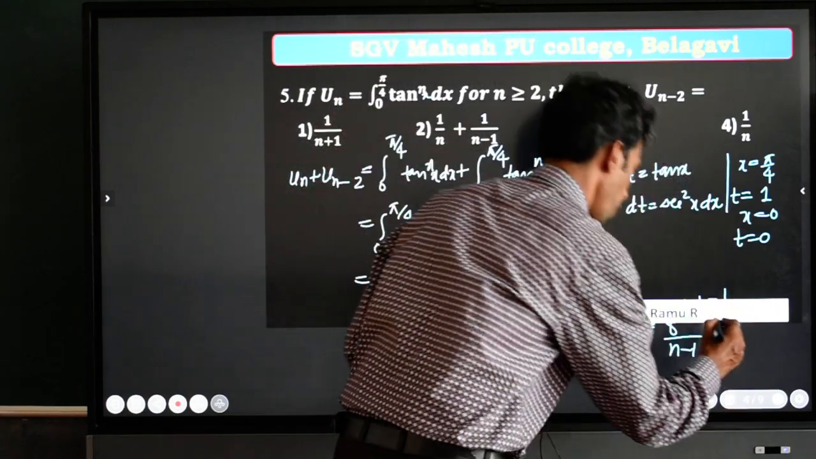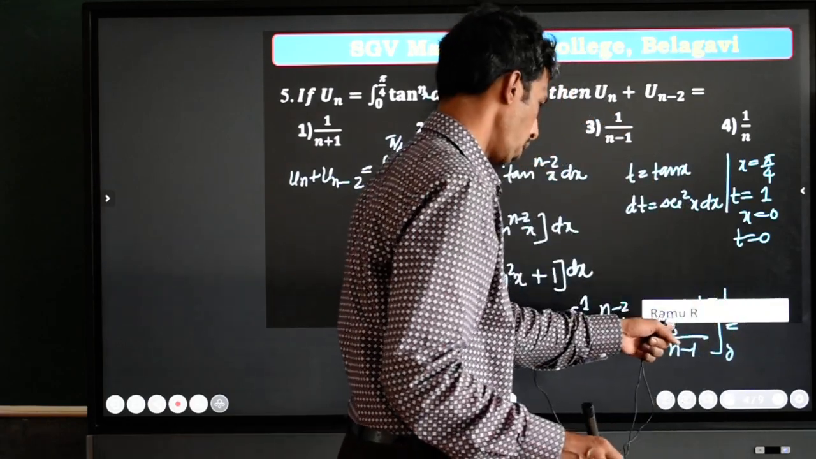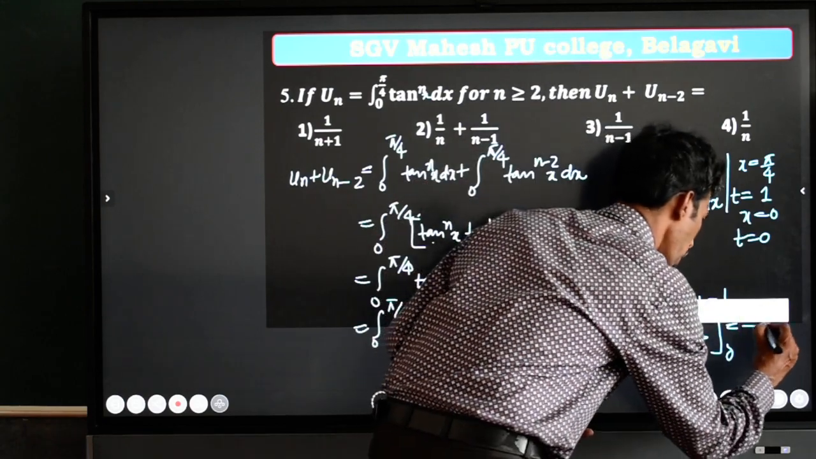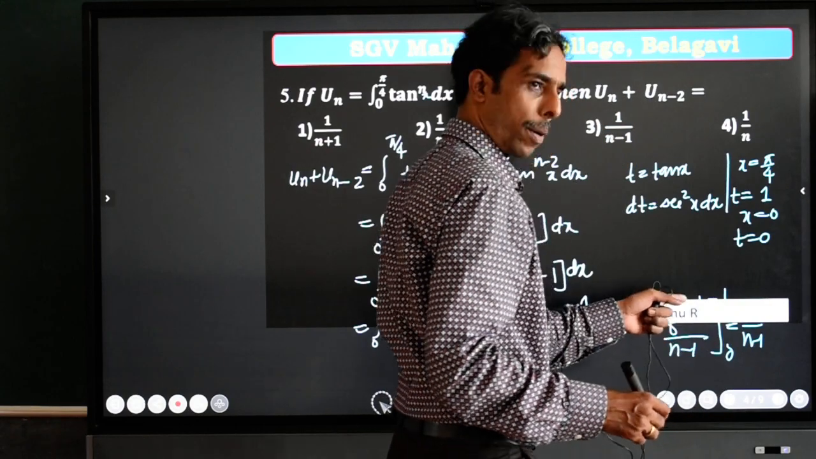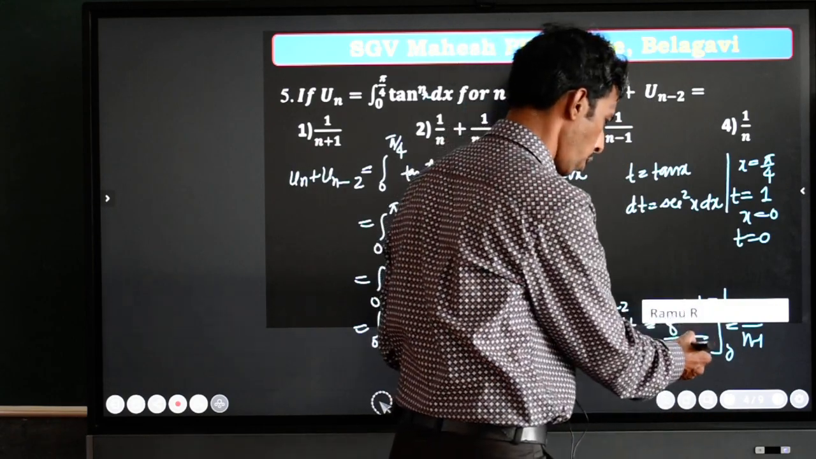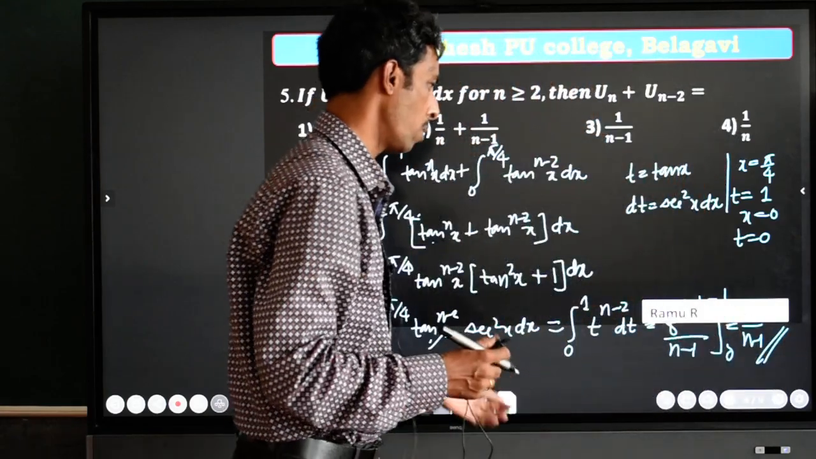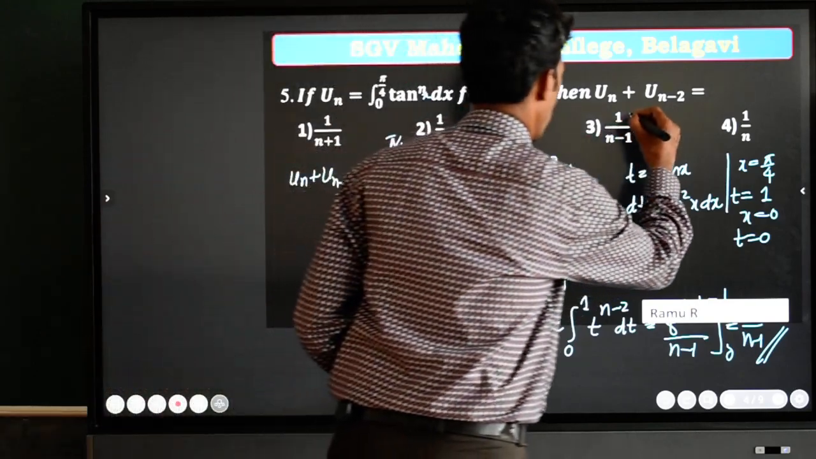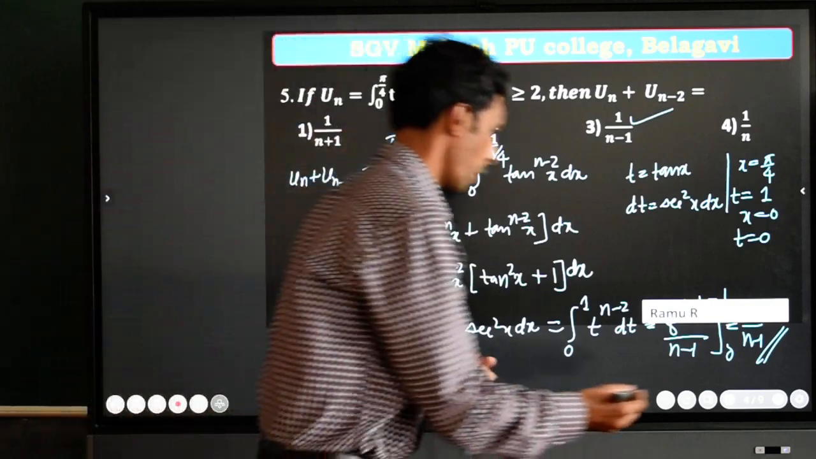This is equal to t to the power, just apply the upper limit, t in the sense 1. 1 to the power n minus 1 will be how much? It is 1 divided by n minus 1, minus 0 to the power n minus 1, it will be 0. 0 divided by some term will be 0. So, the solution of this respective term will be 1 divided by n minus 1. So, the third option is the correct answer. Next, we will go for the next question here.